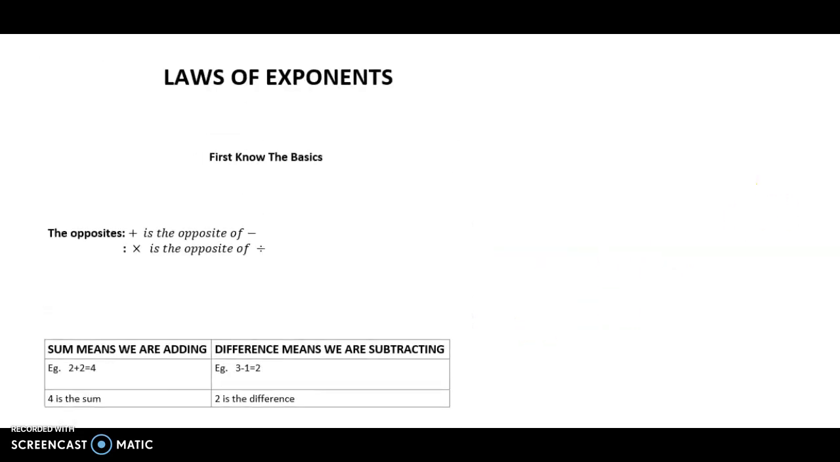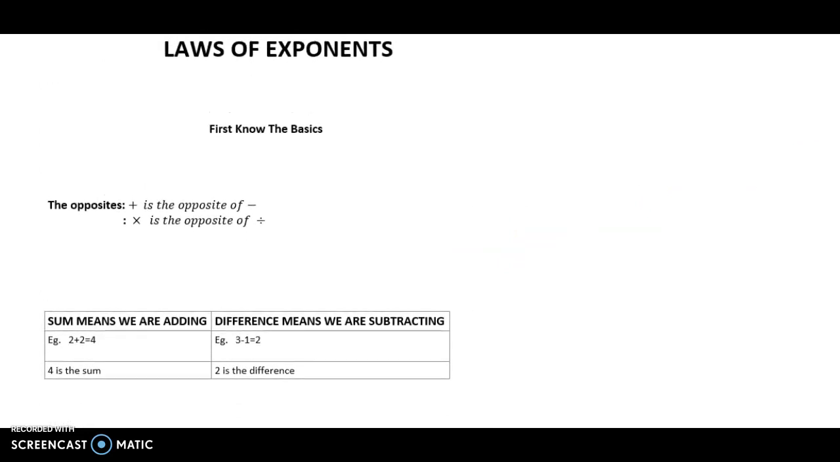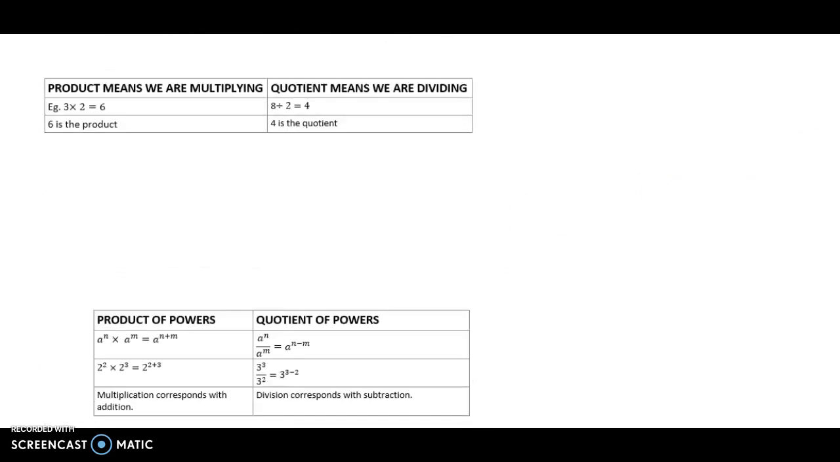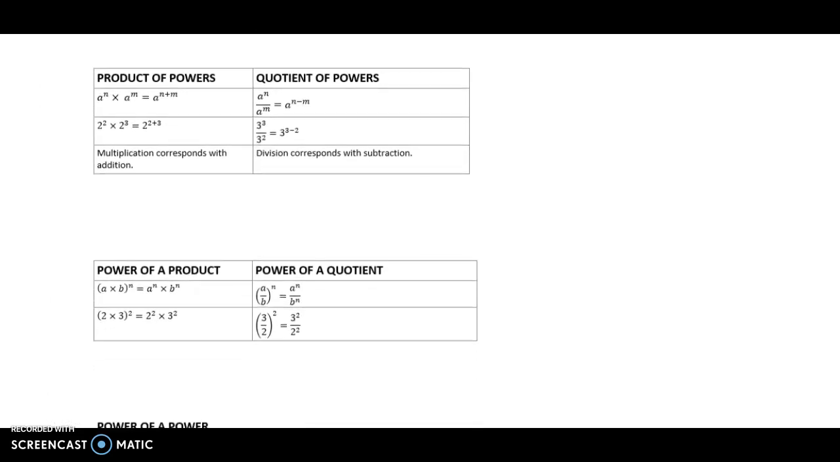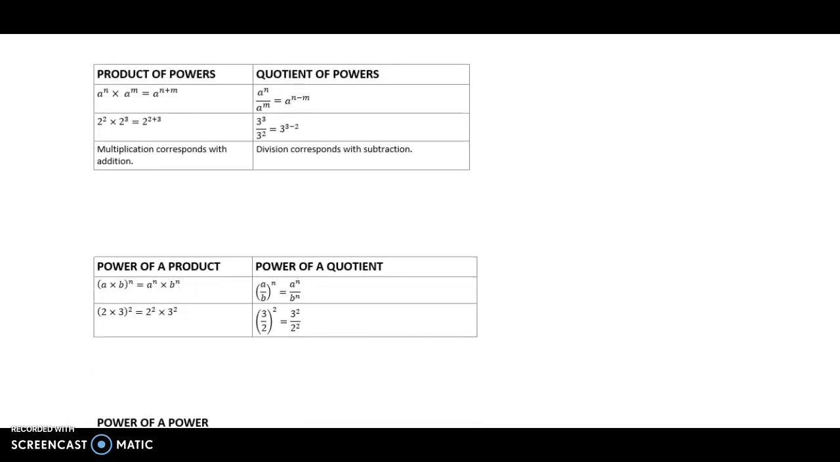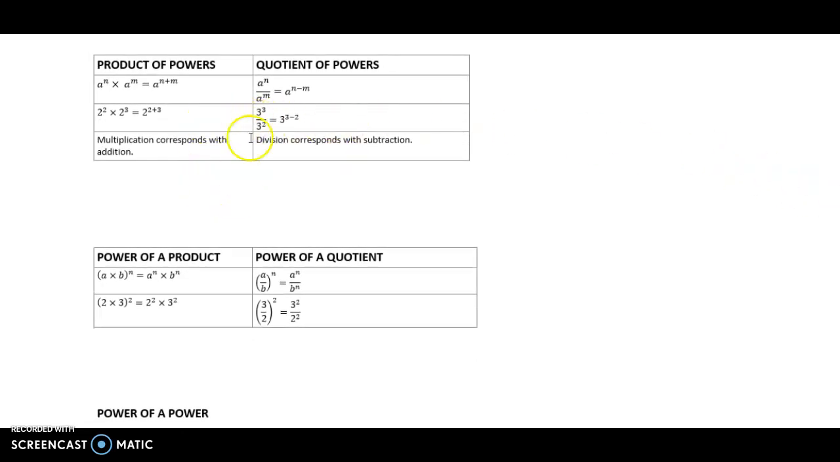So kubalulekile ukuthi uwabambe lama-basics lawo before uqale solve ama-complicated problems. Okay, now-ke ama-laws, ama-exponents. Now nala futhi ama-tables constructed in a way ukuthi ama-opposites, i-product being the opposite of i-quotient. Okay, siba ilo yokuqala kuba i-product of powers, i-opposite ne-quotient of powers.